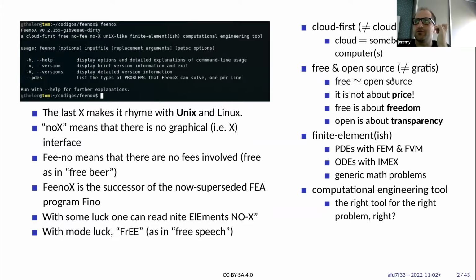It's free and open source, which doesn't mean gratis in the sense of price. Free and open source are slightly similar. It's not about price. It's free as in freedom. It's about having freedom. We will explain it later. And the open source part is about transparency. In this case, FeenoX is both free and open source and gratis, but it might not necessarily be.